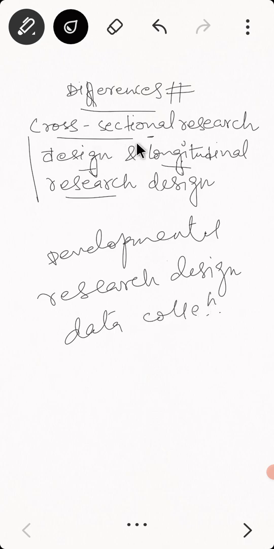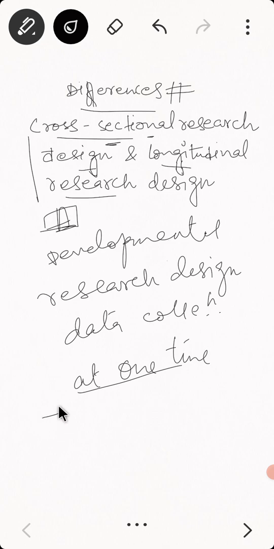method. Okay, cross-sectional research design, as the name suggests, cross-sectional means a part of something. In cross-sectional research design, data collection takes place at one time only. At one time, data collection is taken by the researcher one time only from the individual. It means the exposure and the outcome measures in case of cross-sectional research design both happen in one time.